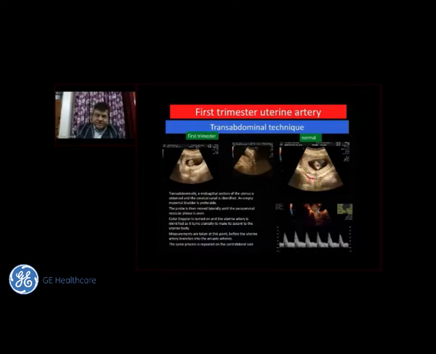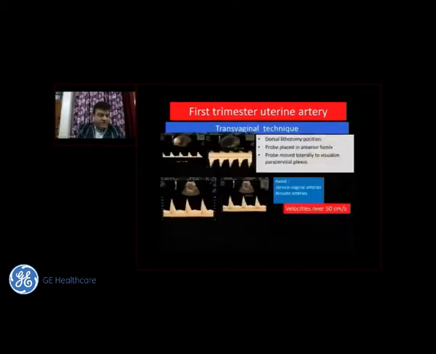Transabdominally, a mid-sagittal section of the uterus is obtained and the cervical canal is identified. An empty maternal bladder is preferable. Please remember, the probe is then moved laterally until the paracervical vascular plexus is seen. Color Doppler is turned on and the uterine artery identified. Measurements are taken at this point, and the same process is repeated on the other side as well.